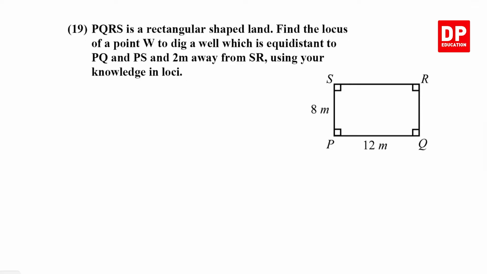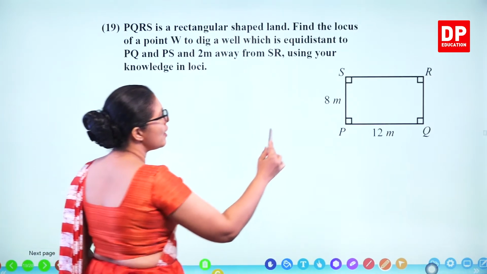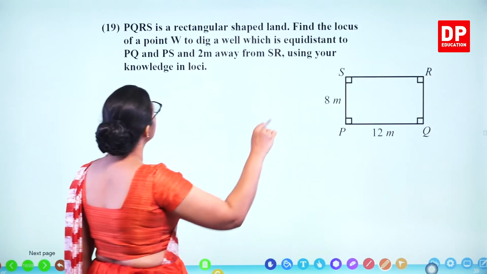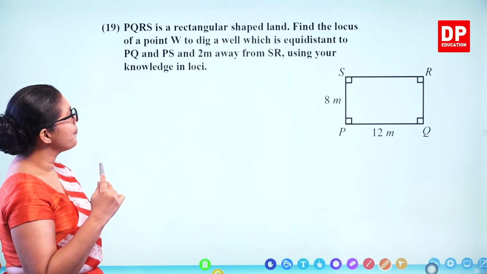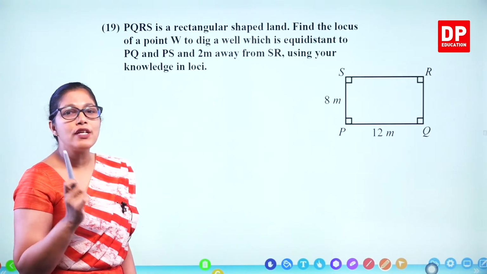Question number 19. PQRS is a rectangular shaped land. Find the locus of a point W to dig a well which is equidistant to PQ and PS, and 2 meters away from SR. Using your knowledge in loci.